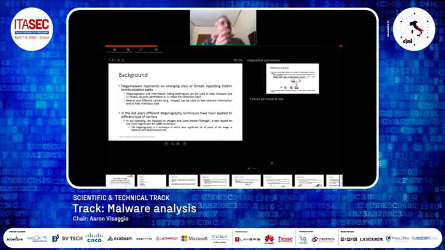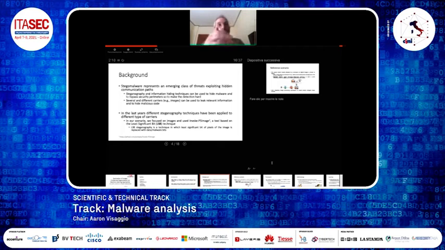A bit of background. Stegomalware represents an emerging class of threats exploiting hidden communication paths. Basically, steganography and information hiding techniques are used to hide malware and to bypass security perimeters, so to make the detection hard. Several different types of carriers, for example images, are used to leak relevant information and to hide malicious code.